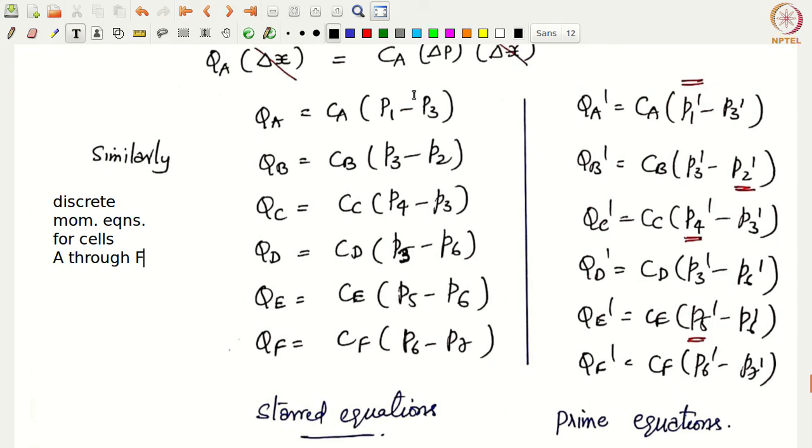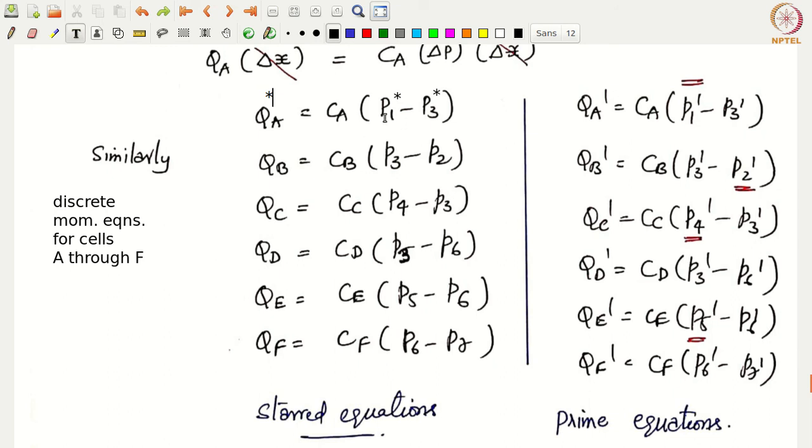If you were to put star here for P1 star and P3 star, then what I obtain here is your QA star, right? Now if you subtract off the starred equations from the non-starred equations, what you get is the prime equation. So we can write the prime equations on the right hand side. Those are nothing but QA prime equals CA times P1 prime minus P3 prime.